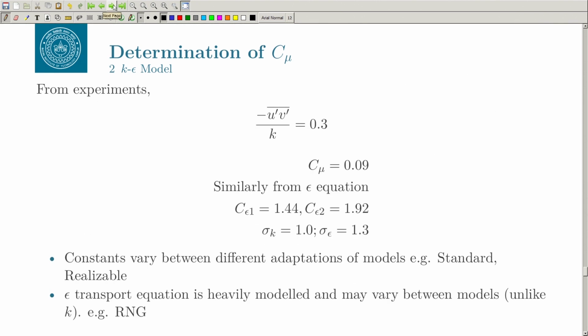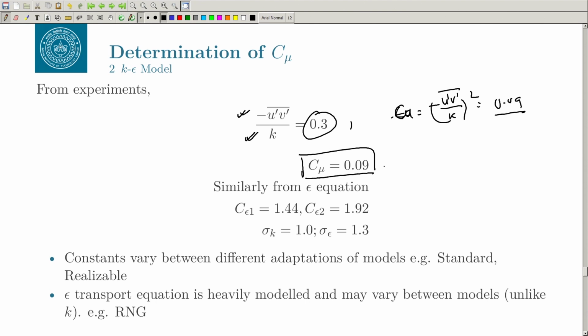So, we have seen in the experiment that the ratio of the turbulent shear stress to the turbulent kinetic energy is typically around 0.3, which is seen in most turbulent flows. Then epsilon will be basically minus u prime v prime bar by k square, which will become 0.09, c mu. So, this is how you get the value of c mu, and it is typically very robust and does not change too much.